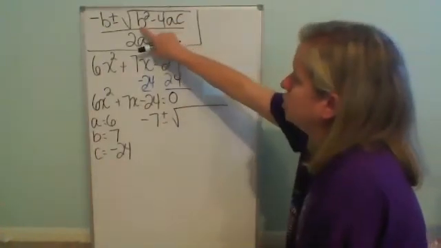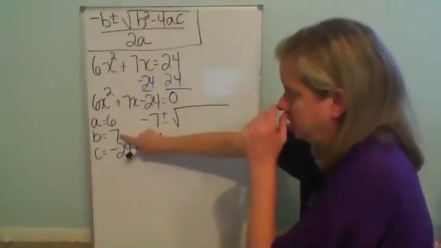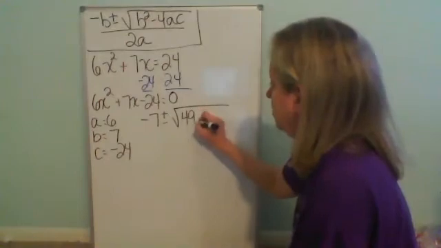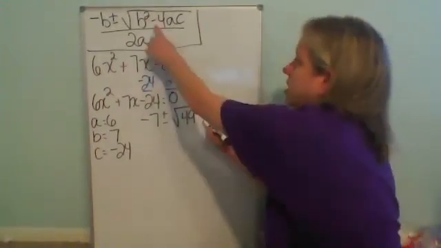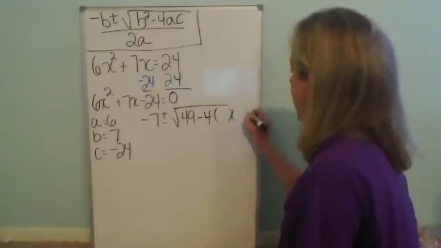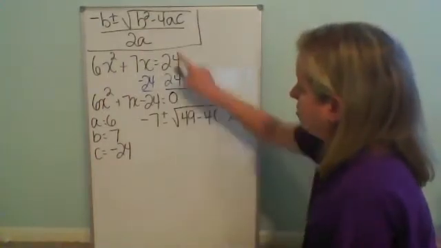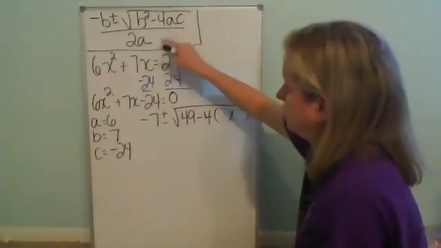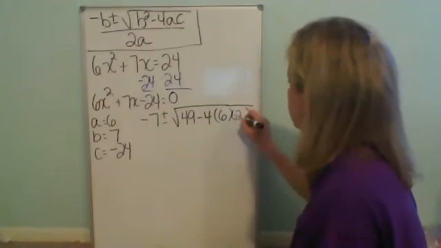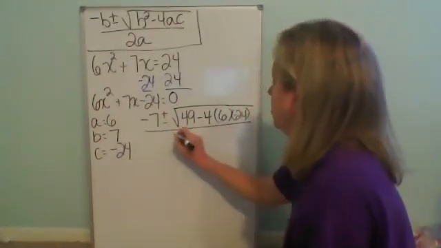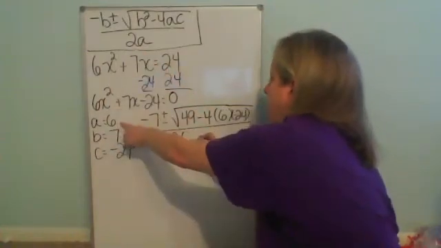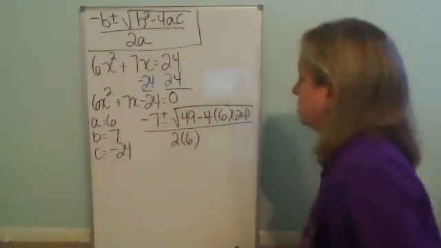Underneath the radical, you need your B, but square it. What is this number squared? Well, 7 times itself gives you 49. And then minus 4, because that's just part of the formula. And then your A and C, right? That's what comes in the last part up here. So A is 6, C is negative 24. And you put that all over the denominator, which is always 2 times whatever your A is, which in this case is 6.